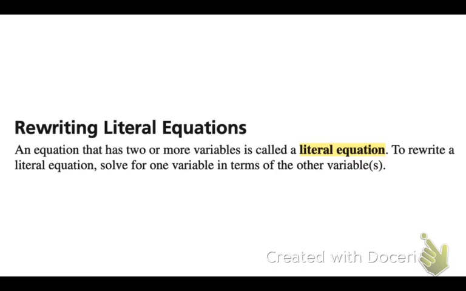An equation that has two or more variables is called a literal equation. To rewrite a literal equation, solve for one variable in terms of the other variable. We're still going to use all of the properties that you've used so far. So we'll use inverse operations, addition, subtraction, multiplication, and division properties in order to isolate the variable they specify.